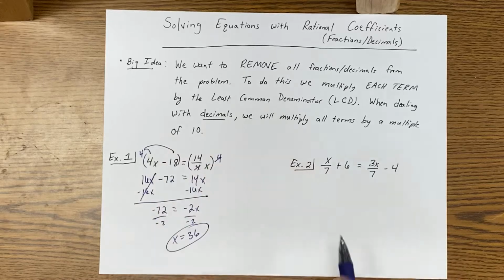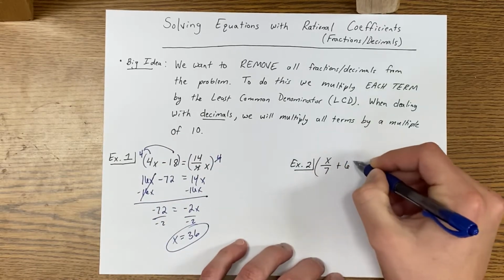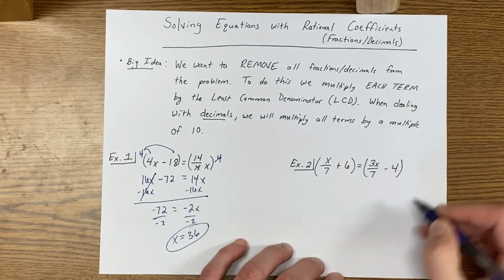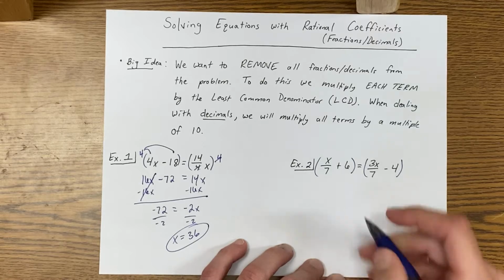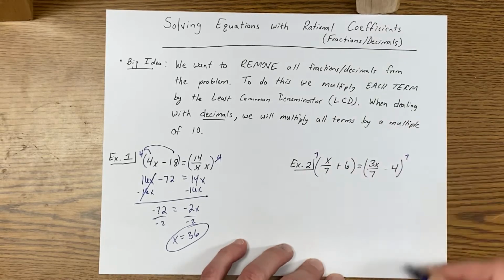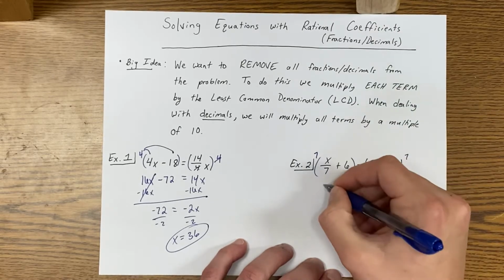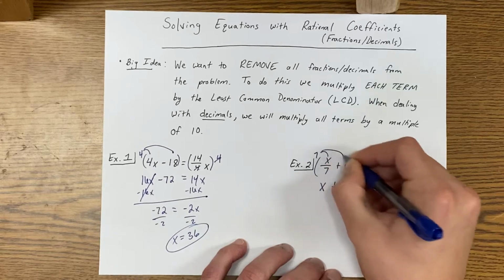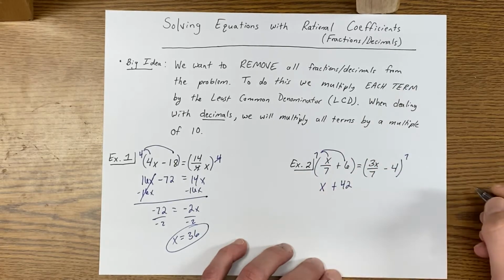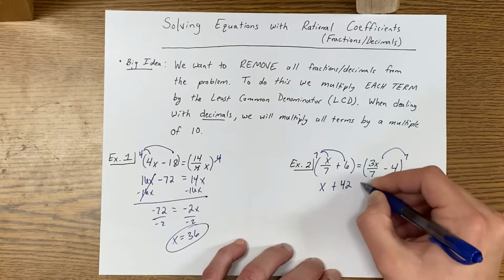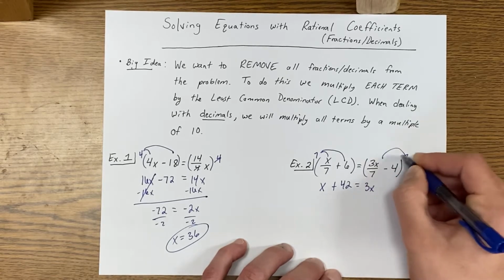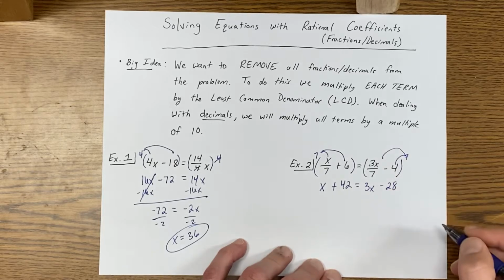Example number 2. Now we have two fractions, but they both have the same denominator. So once again, prepare with parentheses. And we don't have to figure out what to multiply by because there's only one denominator. So we're going to multiply both sides by 7. These 7s cancel, so we just get x plus 7 times 6 is 42. Distribute here. Once again, the 7s will cancel, so we get equals 3x minus 7 times 4, 28.